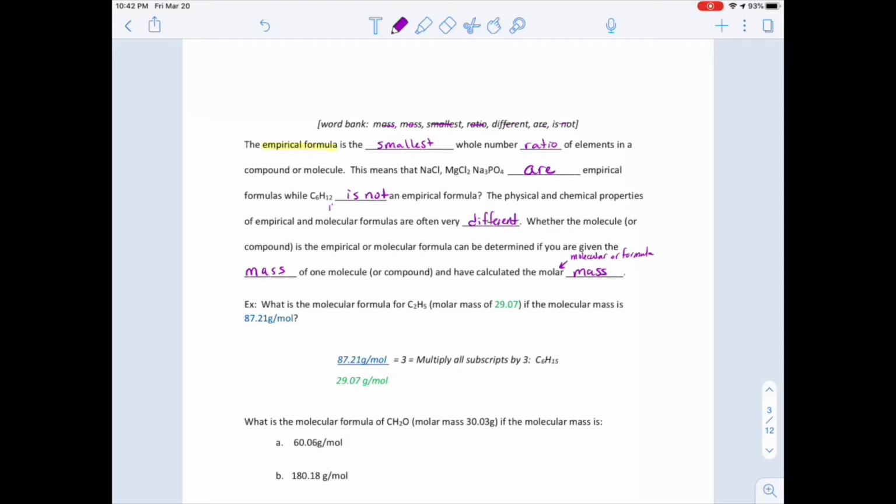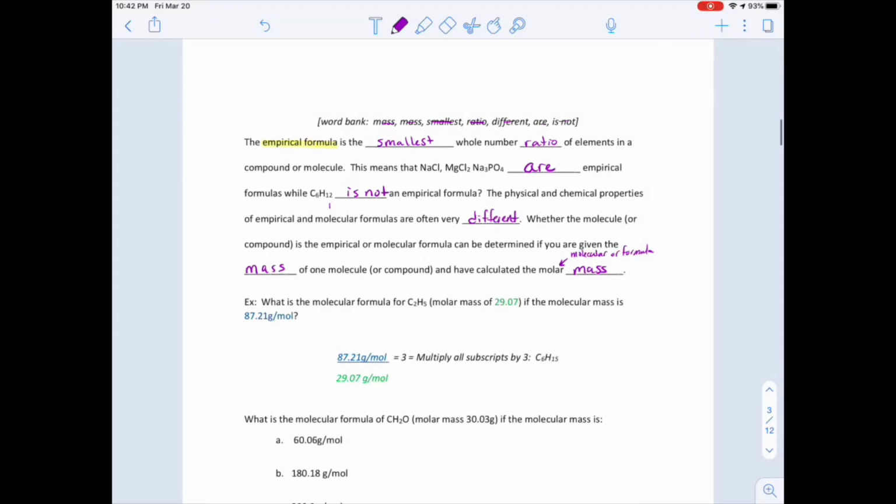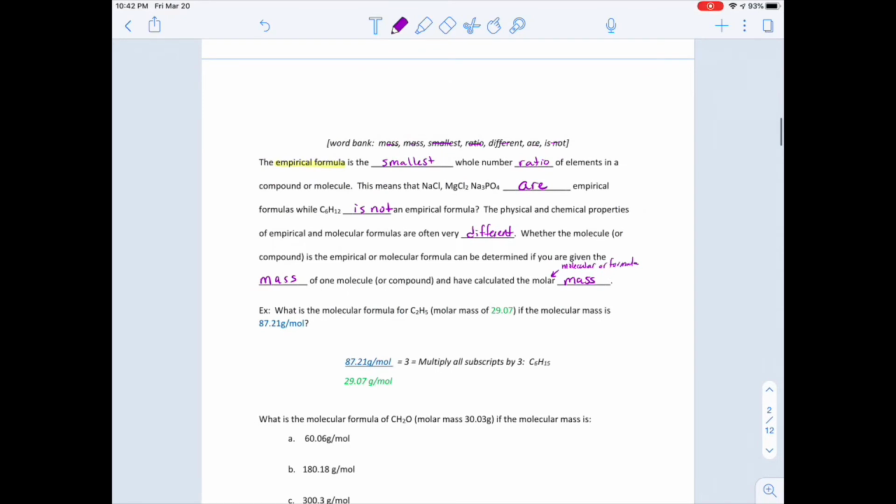The physical and chemical properties of empirical and molecular formulas are quite different. It's like the difference between saying that something is a gas and something's a liquid. Like they can be hugely different, especially the larger the molecule, the more the properties become very different. Okay, so whether the molecule or compound is in the empirical or molecular formula, it can be determined if you are given the mass of one molecule and you've calculated the molar mass.